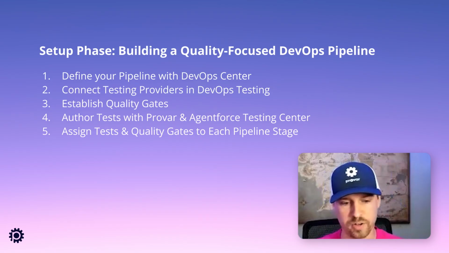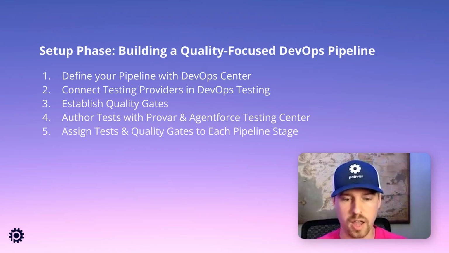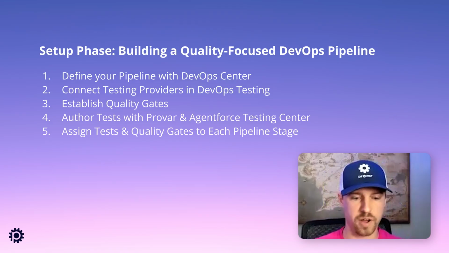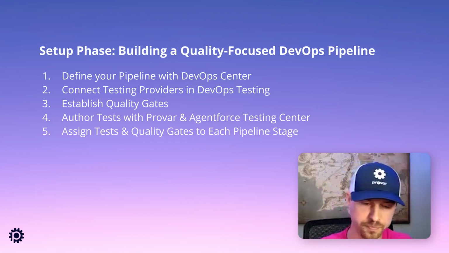Then you connect your different testing providers. So this is a DevOps testing feature that allows you to connect to different quality tools such as Salesforce Code Analyzer, Provar, Agentforce Testing Center, Skill Center, and other testing providers as well. So those are going to be the ones that I'll primarily focus on today.